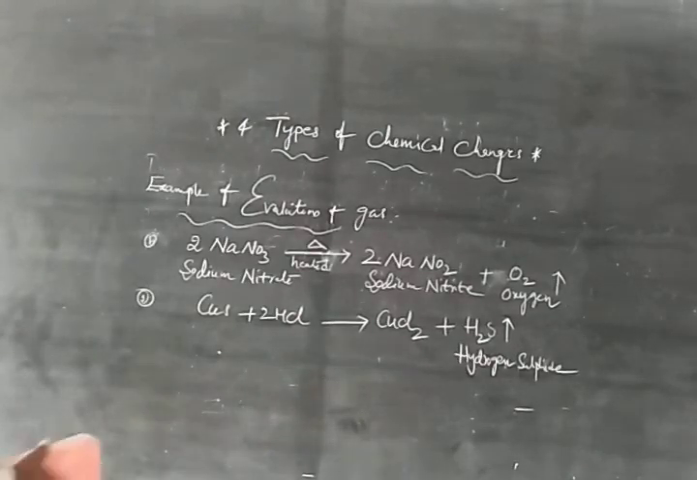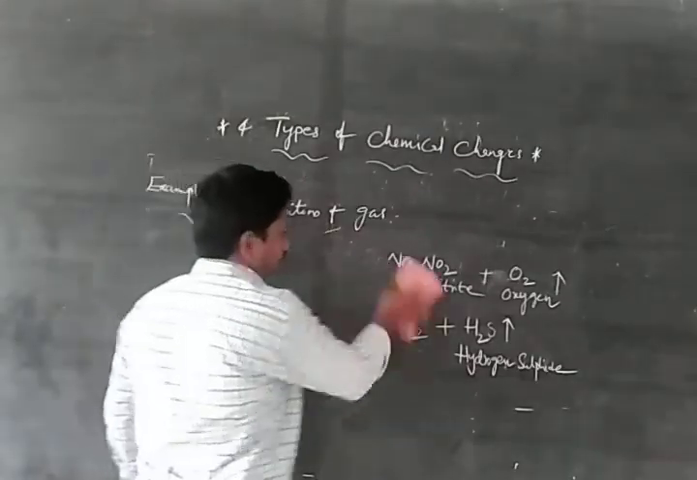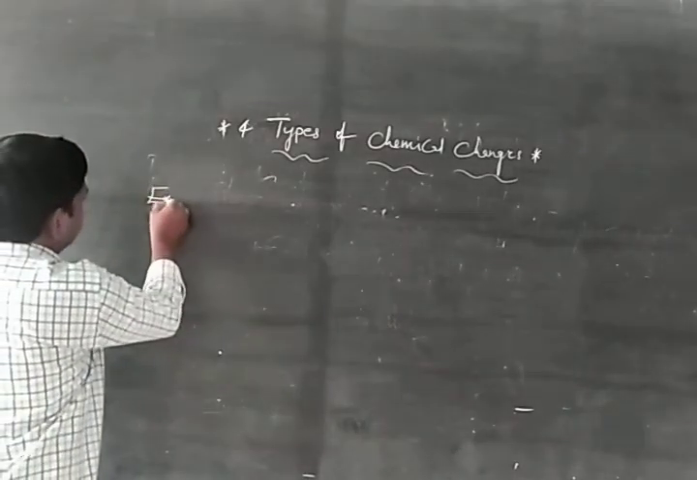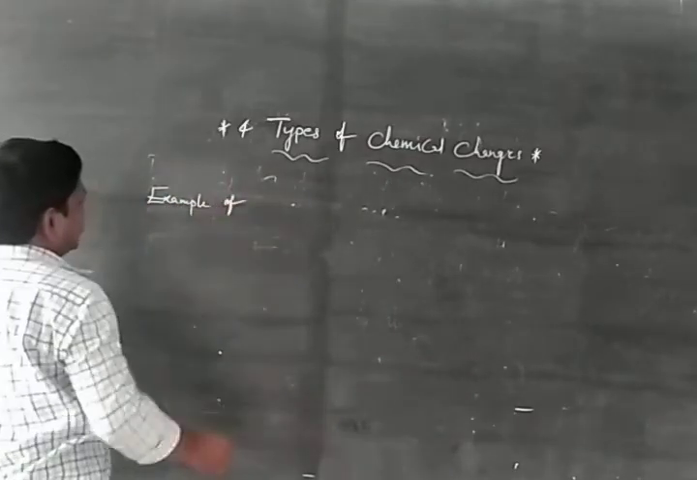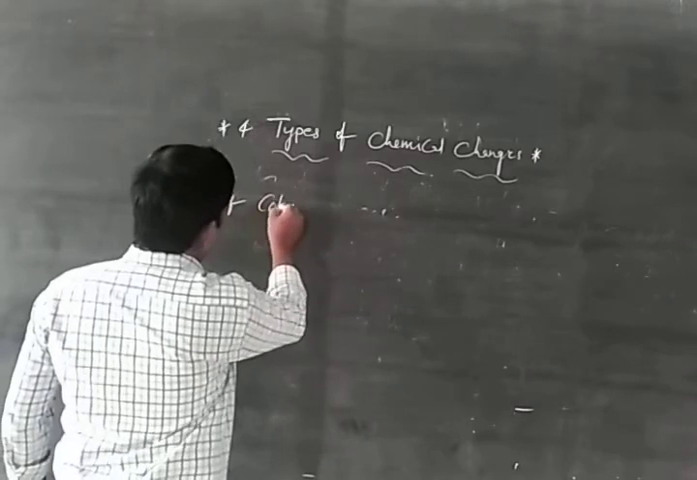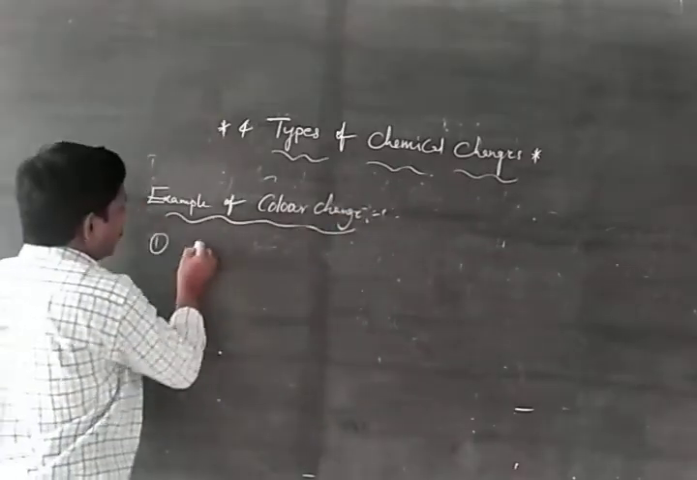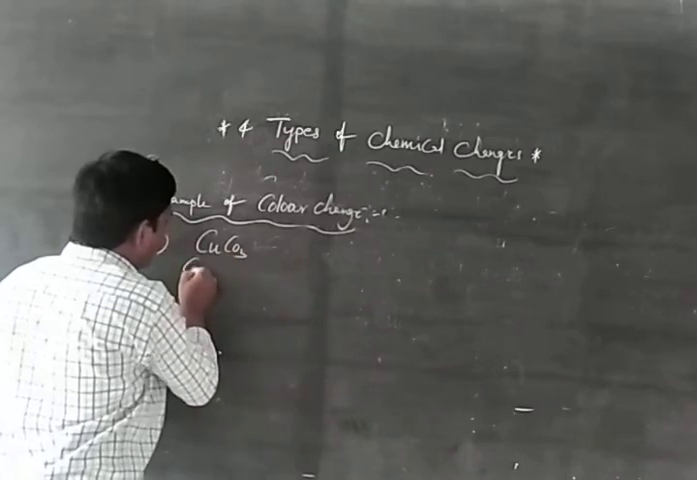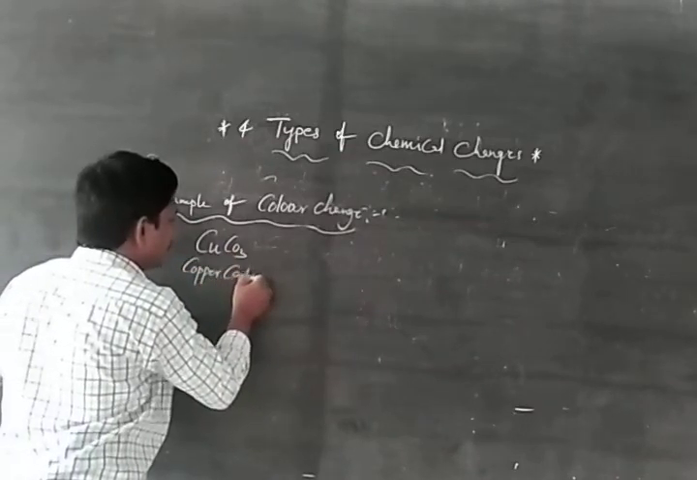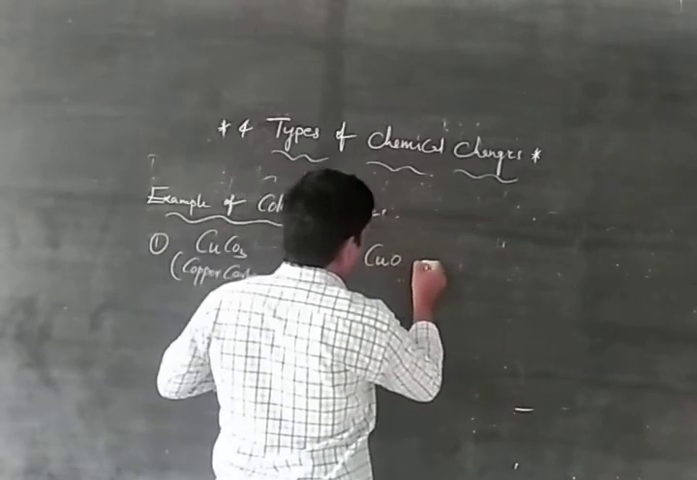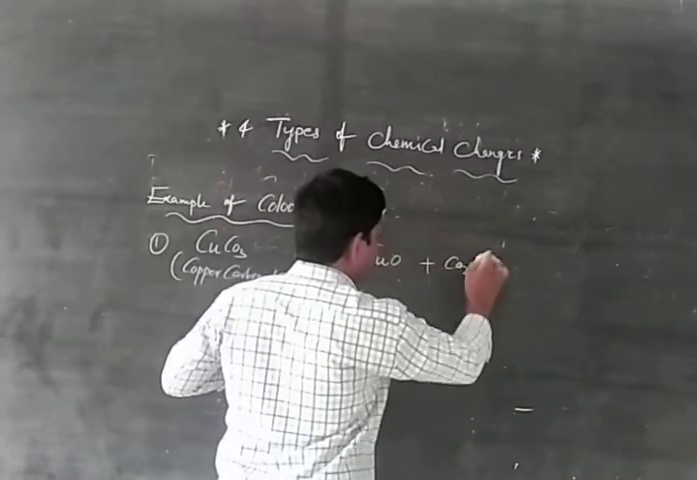Now, example of color change. Okay. CuCO3, copper carbonate, gives rise to CuO plus CO2. This is gas.